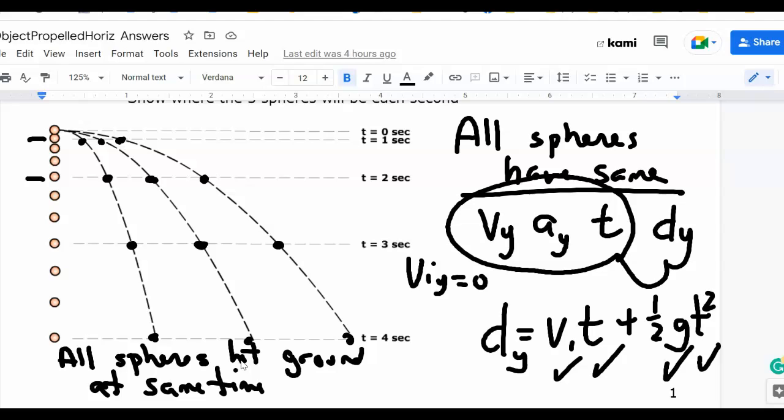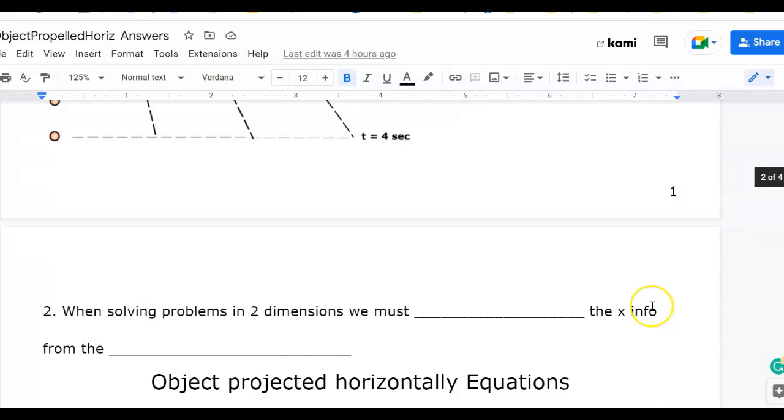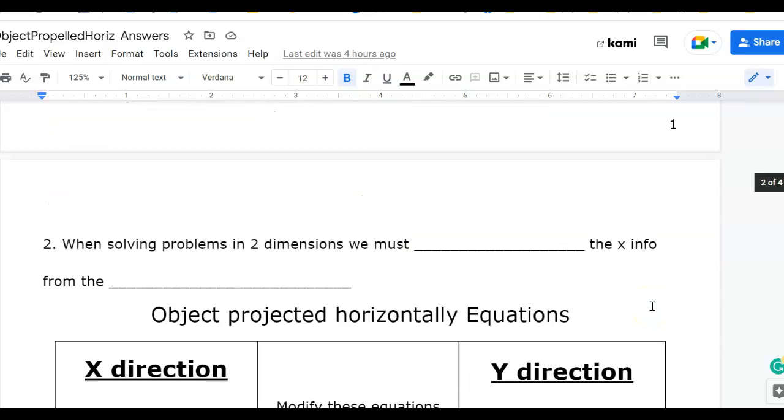I'll be showing you really good videos on this in a little bit. I actually have a demo, but I want to get through this first. You can Google it: Google MythBusters bullet shot horizontally. Okay, so they all hit the ground at the same time.